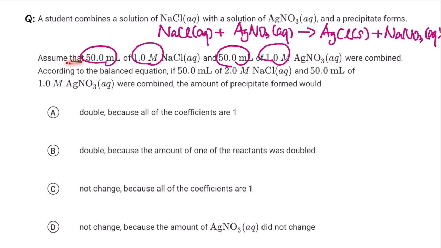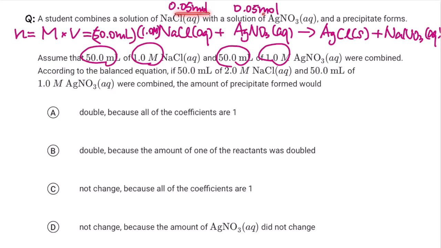So for the initial reaction, the number of moles of the sodium chloride is equal to the concentration of the solution multiplied by its volume. So 50 milliliters multiplied by 1.0 molar, which is 0.05 mole. And the number of moles of the silver nitrate is also 0.05 mole. So it's balanced. The mole ratio is 1 to 1, which is the same as the mole ratio of the coefficients of this reaction.